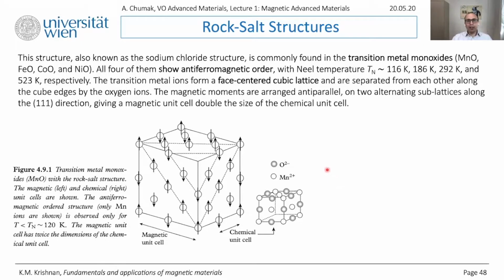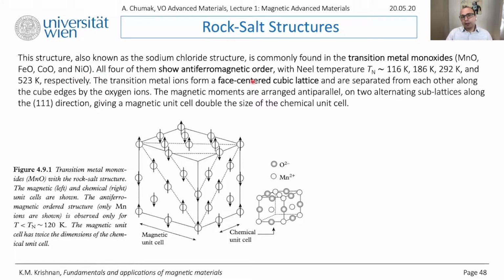The first one is rock salt structures. This structure is also known as the sodium chloride structure. It is commonly found in the transition metal monoxides like manganese oxide, iron oxide, cobalt oxide, nickel oxide. The point is that all these structures are antiferromagnetic. For example, nickel oxide is one of the classical antiferromagnetic materials which are used nowadays also intensively in cutting-edge research on spintronics, for example, in antiferromagnets.